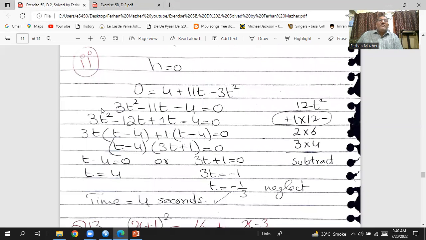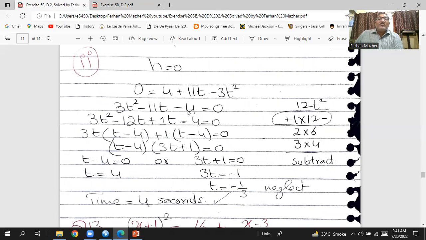Then the question is when it will hit the ground. When it hits the ground, the height of the prey will become 0. So h will be 0. In that formula, in the place of h, put 0. So you will have 0 equals 4 plus 11t minus 3t square. Take them to this side. So you will have 3t square minus 11t minus 4 equals 0. Multiply the extreme terms, you get 12t square. So write the pairs of the 12. They are 1 into 12, 2 into 6, 3 into 4.